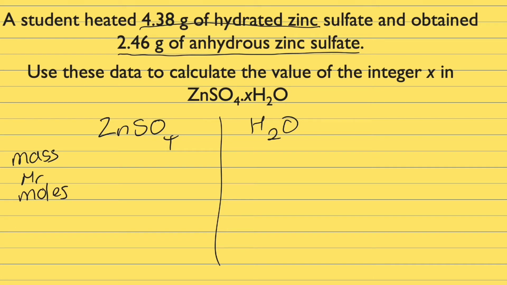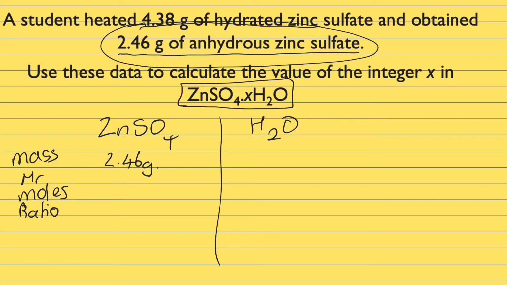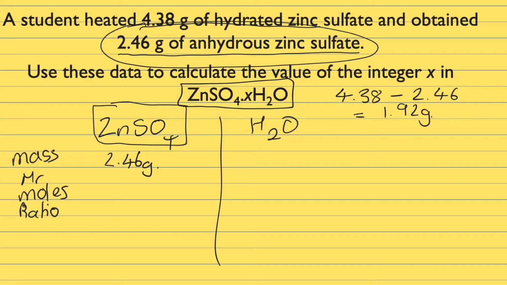So I always remember this as mass, Mr, moles, and then we need the ratio. Okay, so the mass of zinc sulfate is going to be 2.46 grams. It's important that we use the anhydrous mass of zinc sulfate. The mass of water we need to calculate. So 4.38 grams is this substance. The 2.46 grams is this substance. So the mass of water in there is 4.38 grams minus 2.46 grams, which equals 1.92 grams. So that is 1.92 grams of water.